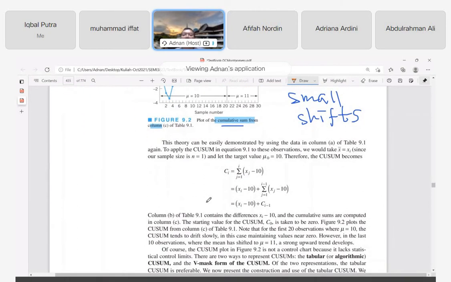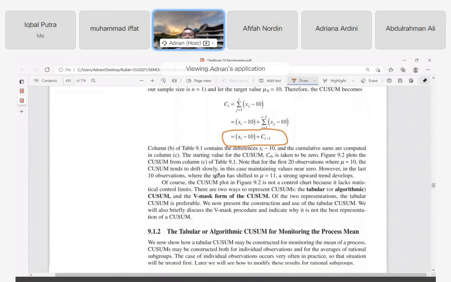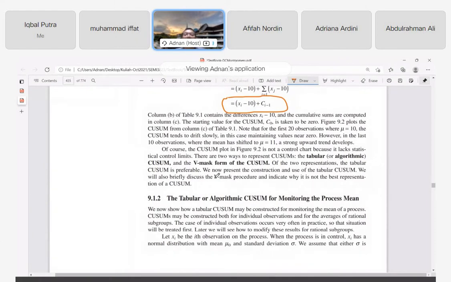So these are the formulas that I've shown, to get the cumulative value. There are some variations of this QSUM plot. We can have a tabular, or what we call algorithmic QSUM, or we can have the V-mask form of QSUM.